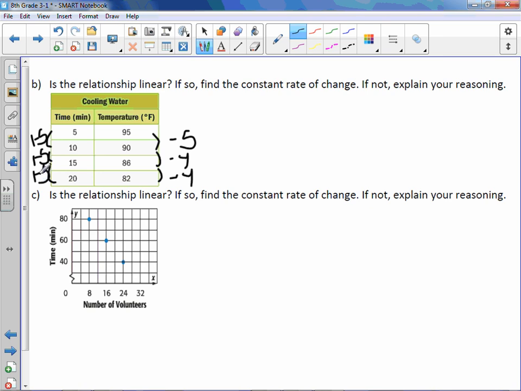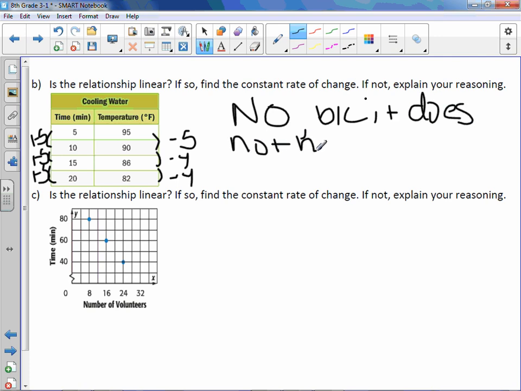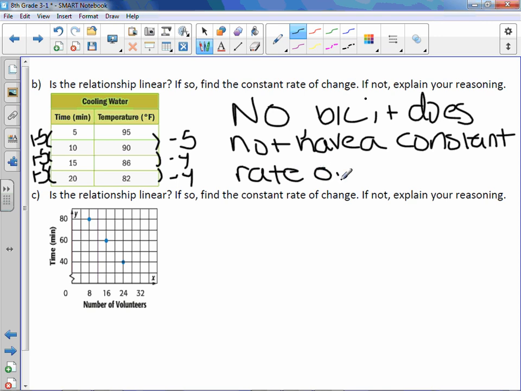On the left-hand side, it's all going up by the same amount, and on the right-hand side, it is not decreasing by the same amount. Therefore, this is not linear. And the reason? Because it does not have a constant rate of change. And that whole thing is our answer.